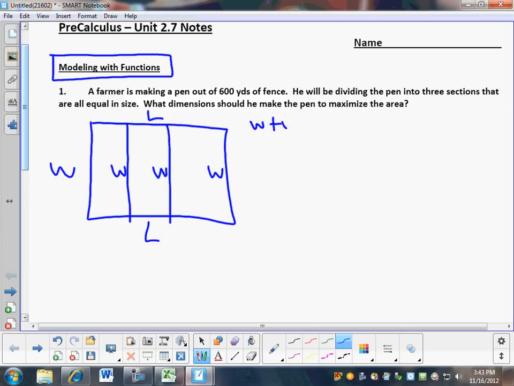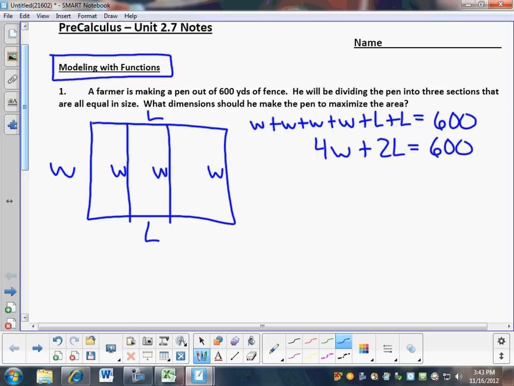So width plus width plus width plus width plus 2L plus length is equal to 600, or 4W plus 2L is equal to 600. We also know this: we're trying to find the area. We know that area is equal to length times width.